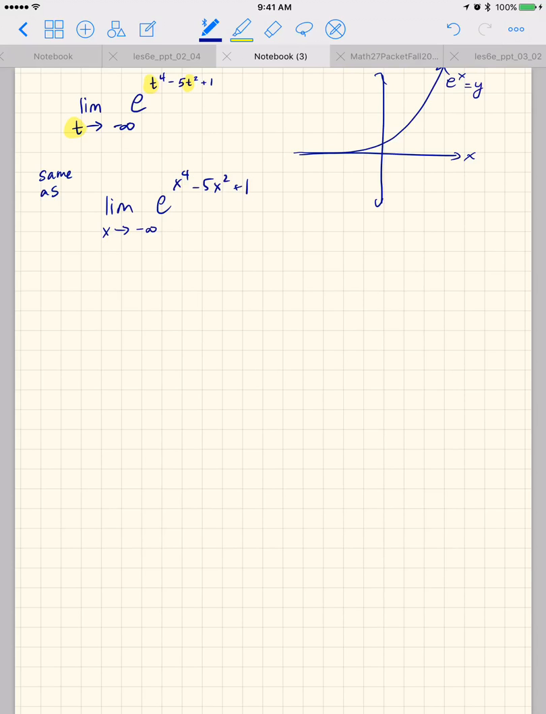Okay, now here's how we think about this. As t approaches negative infinity, what happens to t to the fourth minus 5t squared plus 1? Well, it's going to approach plus infinity. And remember, we looked at why this is true in class on Wednesday, so check last Wednesday's notes.